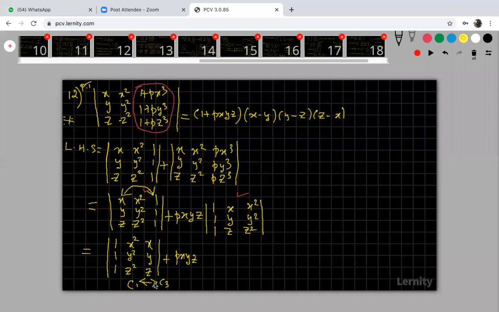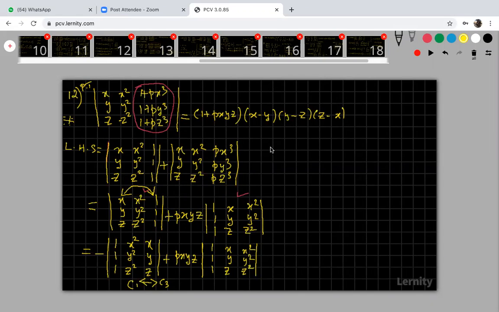When you interchange any two columns or any two rows, the value of the determinant changes sign. That is the second property, and I'm applying it here by interchanging two columns. This determinant was totally in plus, so now it becomes minus. Columns C1 and C3 are interchanged, so there is no change in the second determinant: 1, 1, 1, x, y, z, x square, y square, z square.